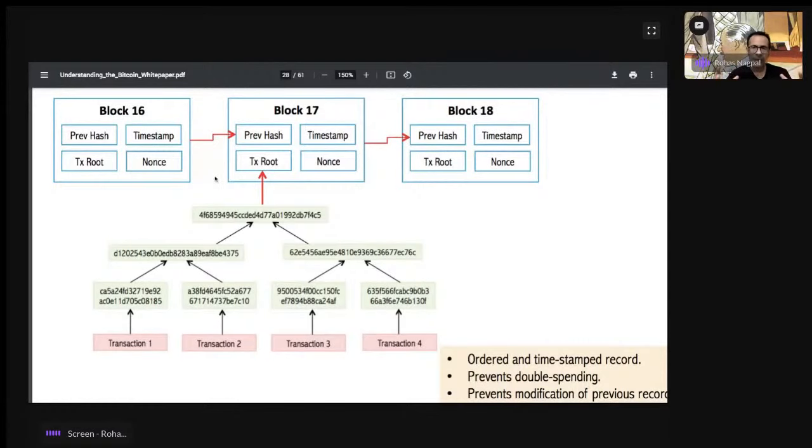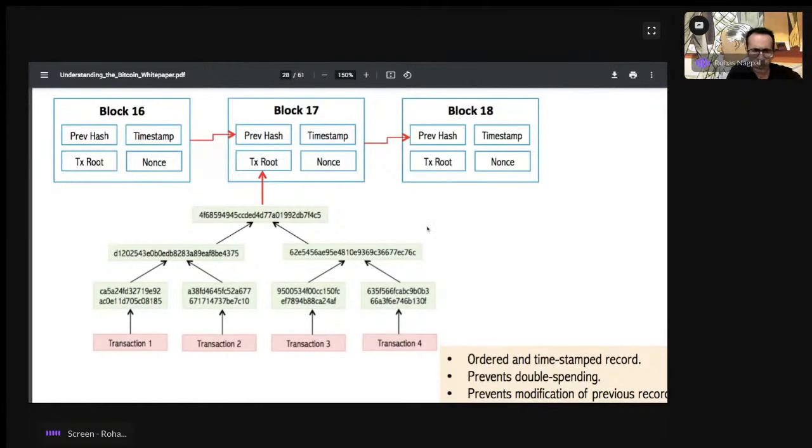Now, how would the block headers really look? Theoretically, this is what's really happening. When we look at block number 17, the block that came before it is block 16. The header of it contains 4 things: previous hash, that's the hash of the 16th block, the timestamp, the transaction root, I'm going to show you how that's calculated, and the nonce. When these 4 things are hashed, they go into the next block's header as a previous hash. Then this is the timestamp of block 17, this is the nonce of block 17, and this is the transaction root.